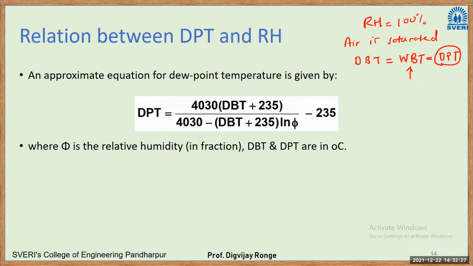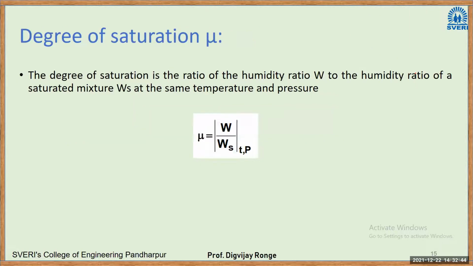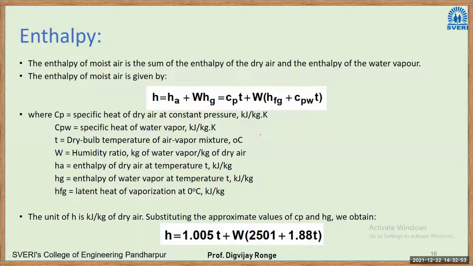This is one of the MCQ questions or external oral questions I usually ask: what is the minimum temperature you can achieve in the case of water coolers? That temperature is the wet bulb temperature. In the case of ACs, you can achieve as low a temperature as you want. Next, we have seen degree of saturation, which is the ratio of the specific humidity of moist air to the specific humidity of saturated air.